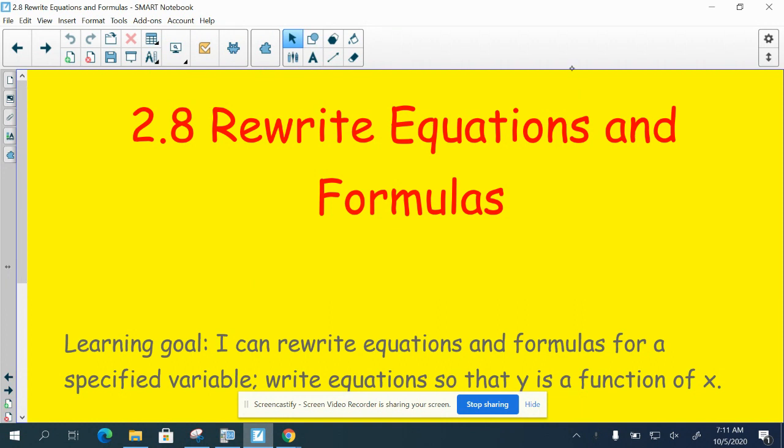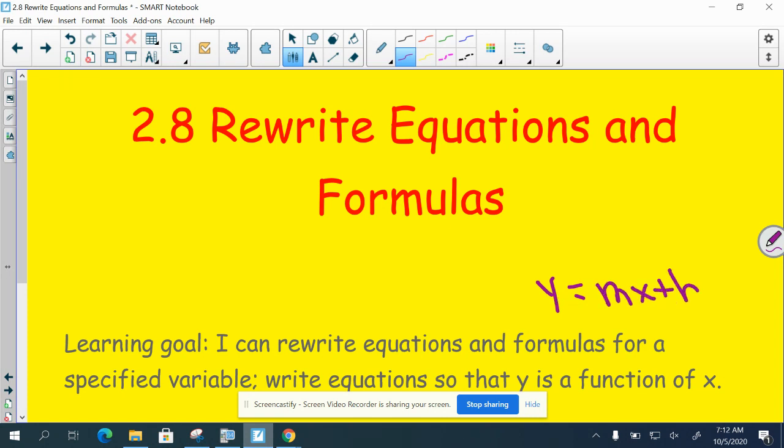Today you're going to learn how to rewrite an equation or a formula for a specified variable and write equations so that y is a function of x. And all that means is sometimes you'll have an equation where the x and y are scrambled around, but we typically want our functions to be written like y equals. So the objective here is going to be to get y on one side of the equation and everything else on the other side. And typically it will be a linear equation, and you'll write it in the form y equals mx plus b to prepare for Unit 3 when we start writing equations of lines and doing some graphing.